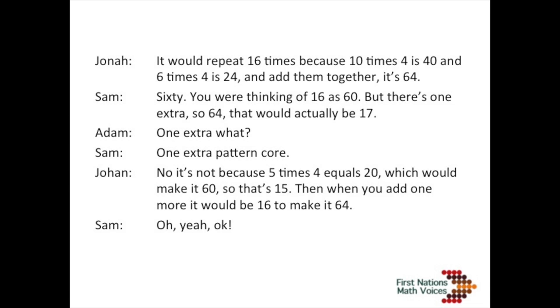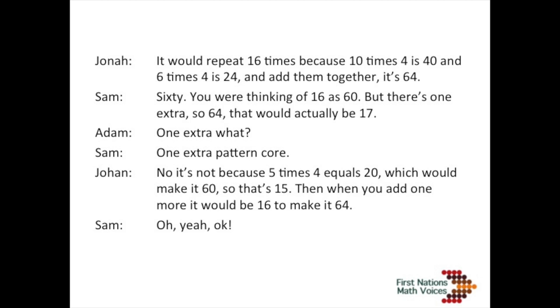60? You were thinking of 16 as 60, but there's one extra one, so 64, that would actually be 17. One extra what? One extra pattern core. No, it's not, because 5 times 4 equals 20, which would make it 60, so that's 15. Then you add one more, it would be 16 to make it 64. Oh yeah, okay.